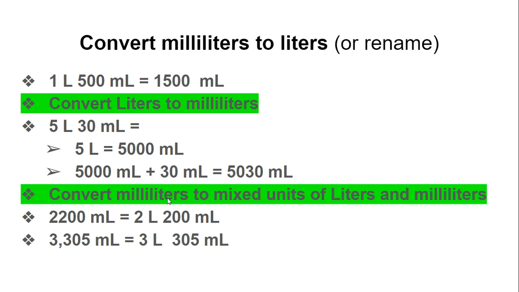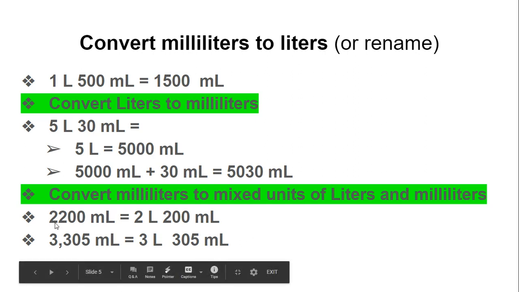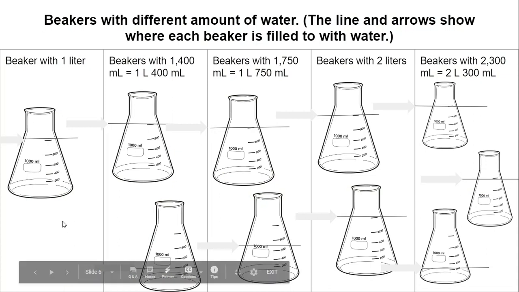When converting milliliters to mixed units of liters and milliliters, if I start with 2,200 milliliters, it's going to equal 2 liters, 200 milliliters. If I start with 3,305 milliliters, I will have 3 liters, 305 milliliters.